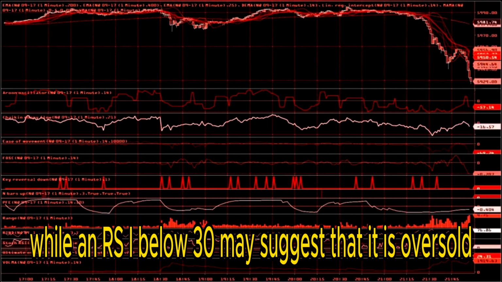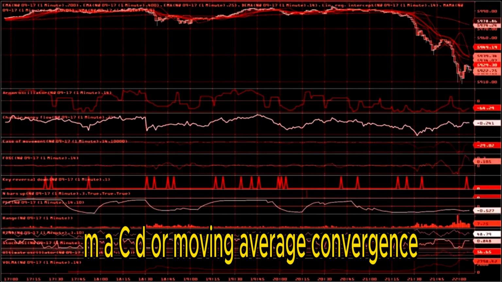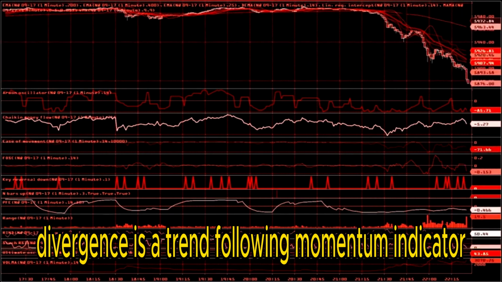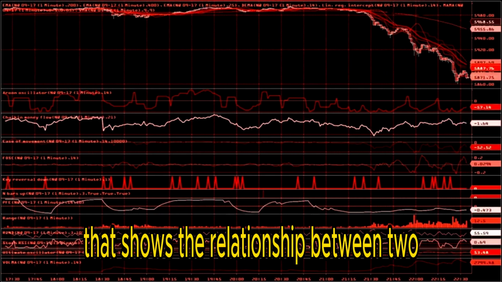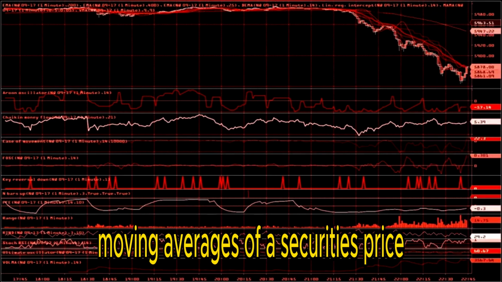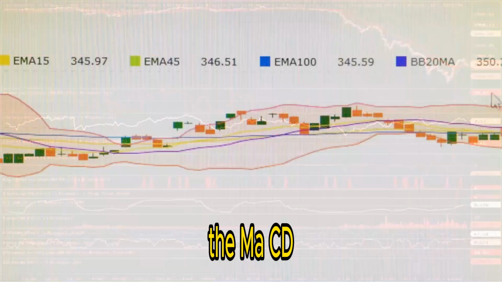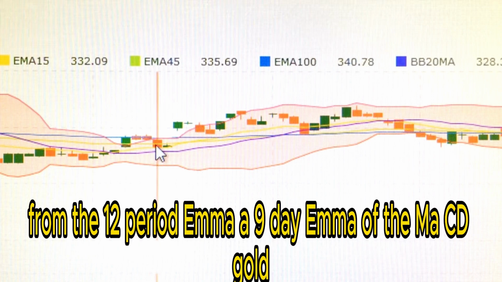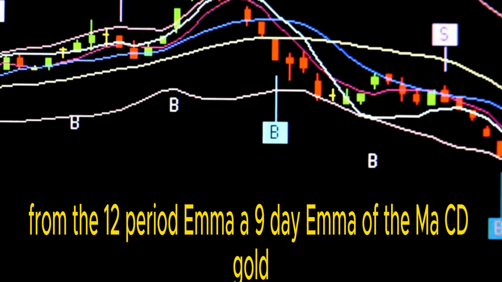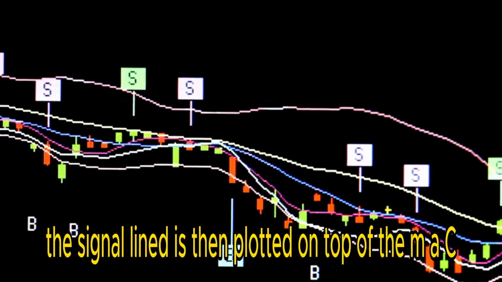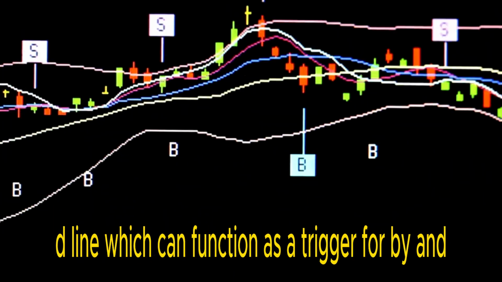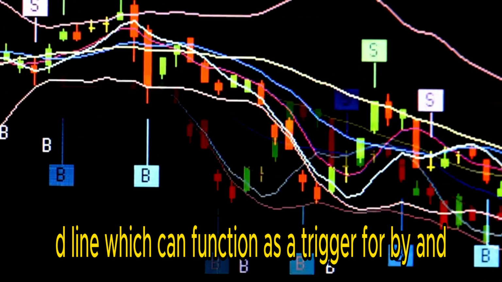MACD, or Moving Average Convergence Divergence, is a trend-following momentum indicator that shows the relationship between two moving averages of a security's price. The MACD is calculated by subtracting the 26-period EMA from the 12-period EMA. A 9-day EMA of the MACD, called the signal line, is then plotted on top of the MACD line, which can function as a trigger for buying.